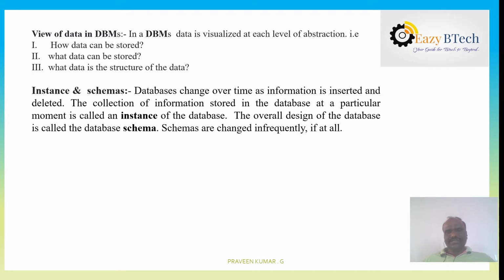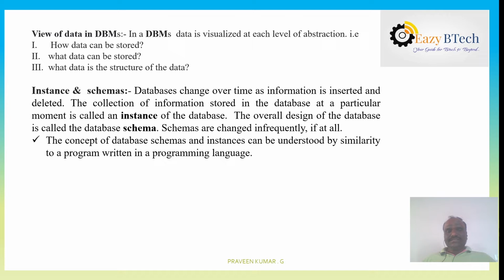X wins around 9 rounds, Y wins around 13 rounds. Automatically the winner is Y. That total result is called the database schema. Together, all the database instances are called a database schema.